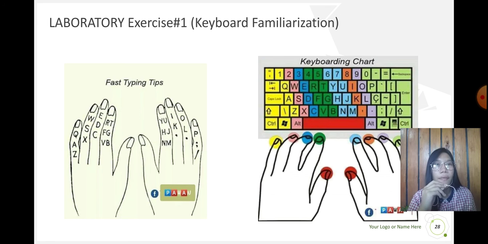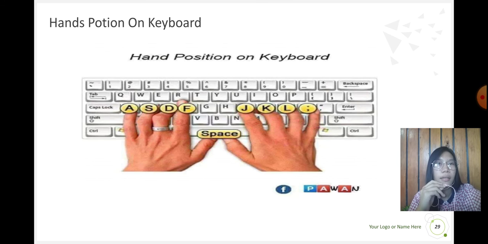And next, laboratory exercise number 1, keyboard familiarization. These are the keyboard familiarization on how to type or familiarize your fingers on the keyboard. And then next, hands position on keyboard, especially the two hands. Ang imuhang duha ka kamot ibutang dapat nimo sa keyboard para mas paspas ang imuhang pag-type. And mao na siya ang proper sa pag-type.